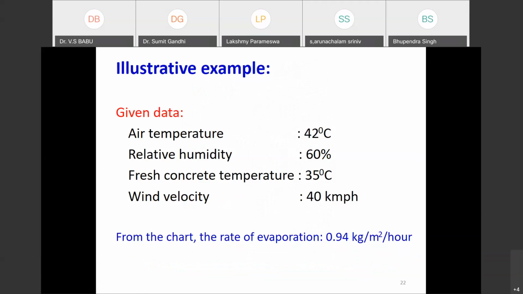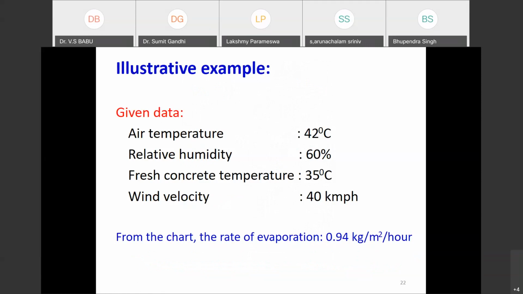So with these particular conditions, no remedial measures are required. One can ask a simple question: sir, air temperature is 42 degrees, fresh concrete temperature is 35, wind velocity is high, but what about the relative humidity? Relative humidity is very high. That's why you are getting the low rate of evaporation.